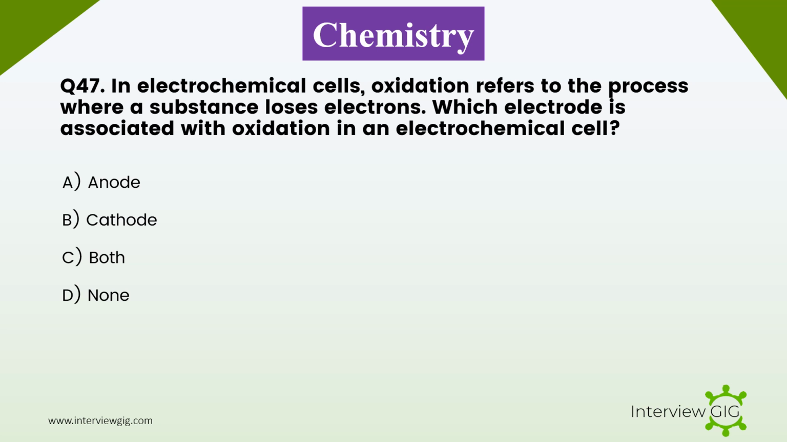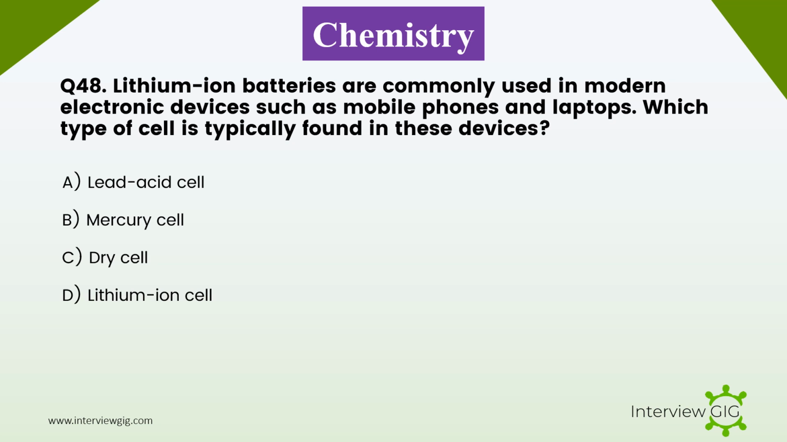In electrochemical cells, oxidation refers to the process where a substance loses electrons. Which electrode is associated with oxidation in an electrochemical cell? A. Anode. B. Cathode. C. Both. D. None. Answer A. Anode. Next question.